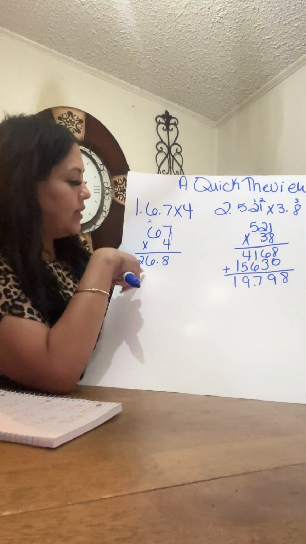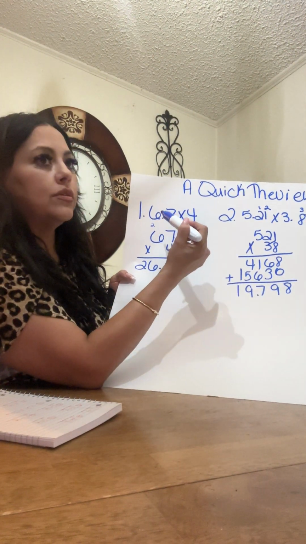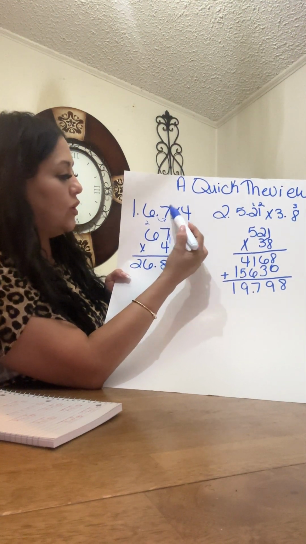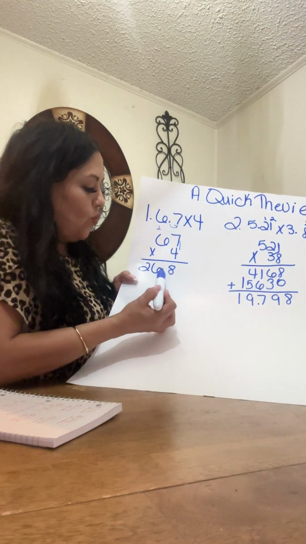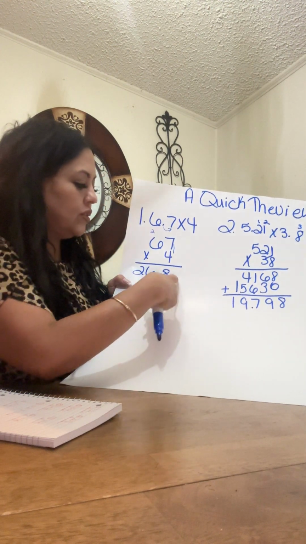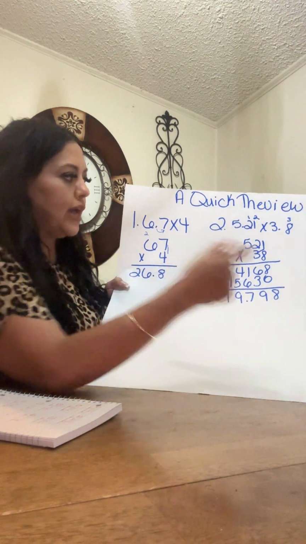But since we have a decimal, how many numbers are behind the decimal? No, it's just 1 right there, which is the 7. So there's one number, so that's why we put the decimal after going to the right. So that's what makes 26.8, okay?